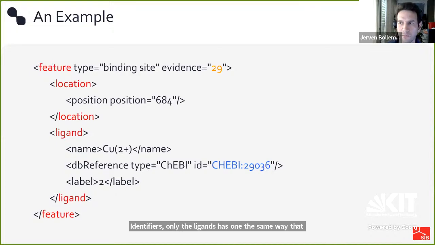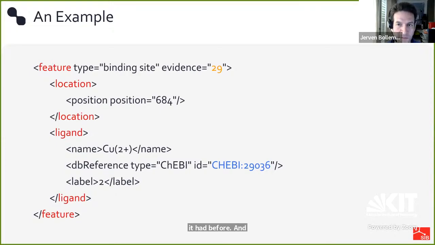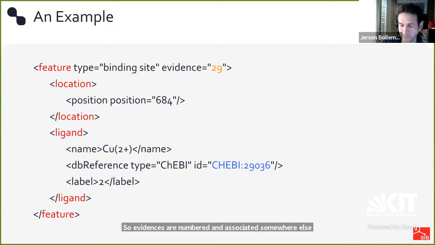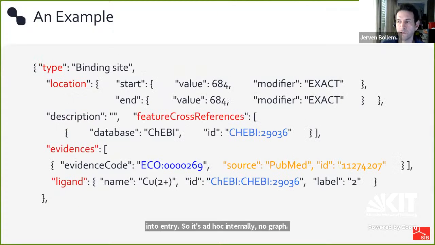And the evidences are gone because in XML, you can't talk about things like a graph. So the evidences are numbered and associated somewhere else in the entry. So it's an ad hoc, internally known graph serialization. Well, the future happened, and now everything has to be in JSON. And as you can see, we still have lots of blank nodes, which basically means things have an identity, but only from the context. Again, we have a new graph formalism because we don't really use PubMed the way that we use the ECO codes. And the ChEBI, as you can see, has two different representations depending on where it is. This is just how web developers seem to like to do it.